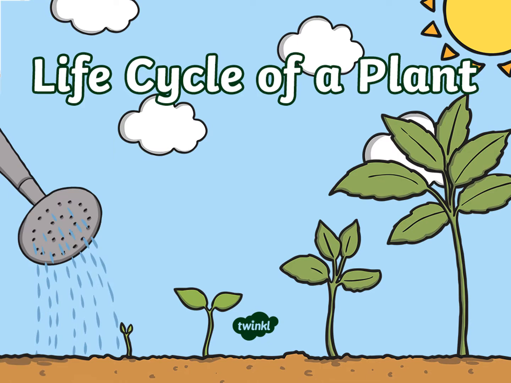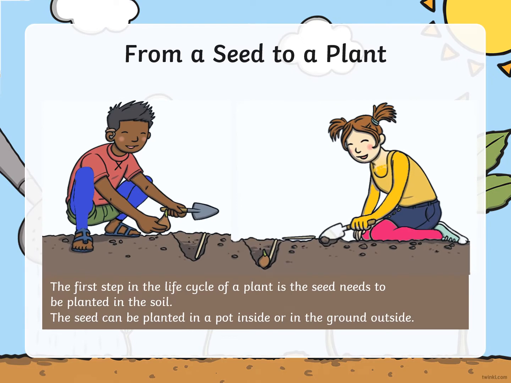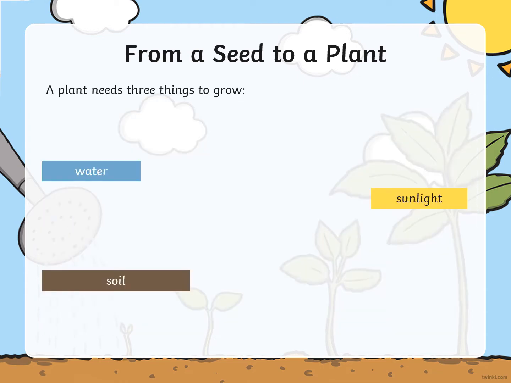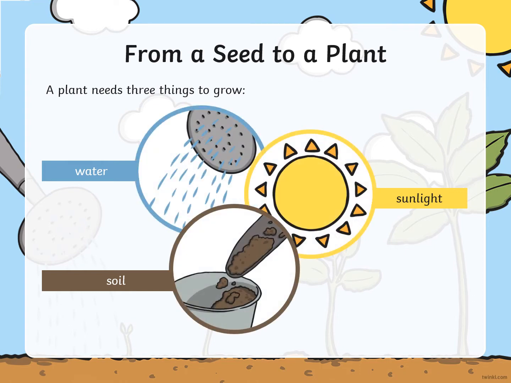So let's talk first about the life cycle of a plant. The first step in the life cycle of a plant is that the seed needs to be planted in the soil. The seed can be planted in a pot, inside, or in the ground, outside. Students, a plant needs three things to grow: soil, water, and sunlight.